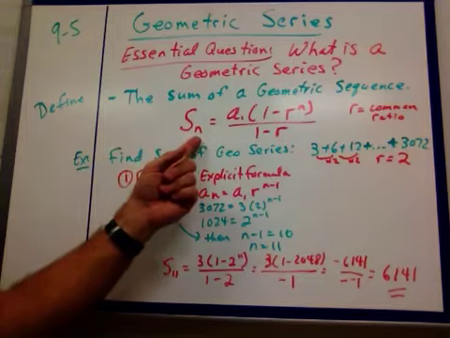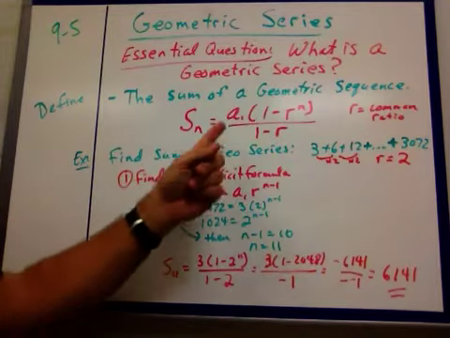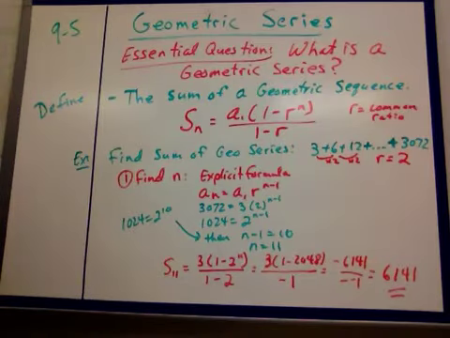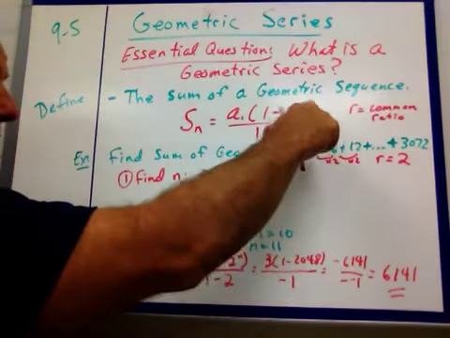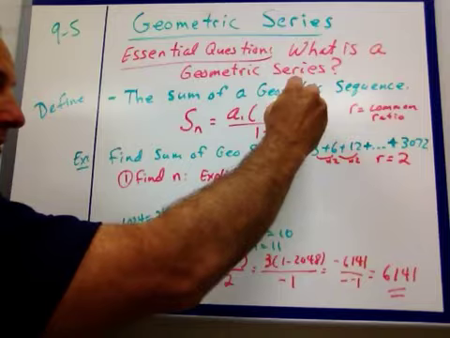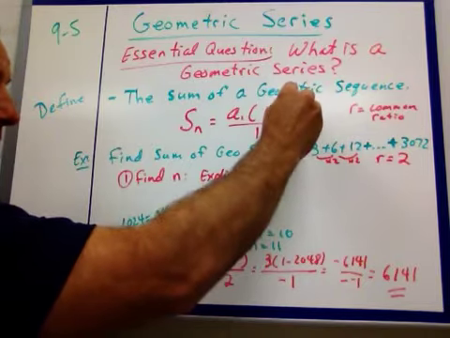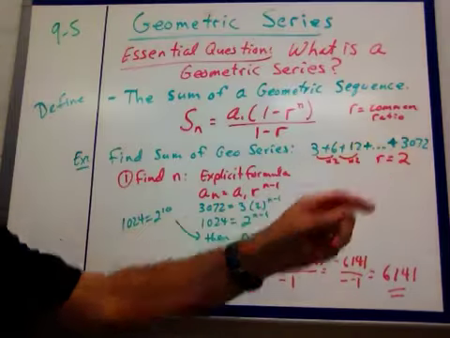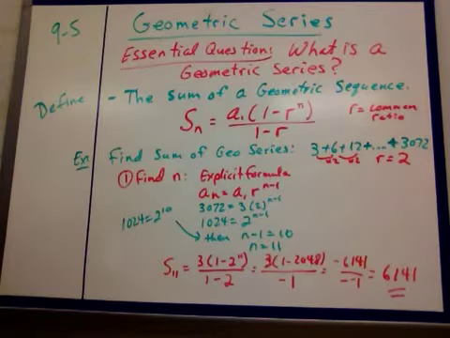That formula for the sum of n number of terms would be the first term, a1, times 1 minus r to the n, all over 1 minus r. And that r is that common ratio. What are you multiplying by to get it? And I'll show you. Here's an example.